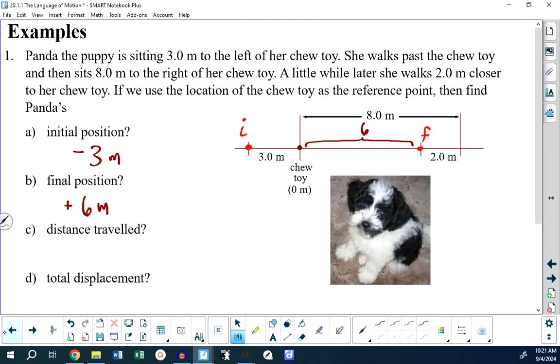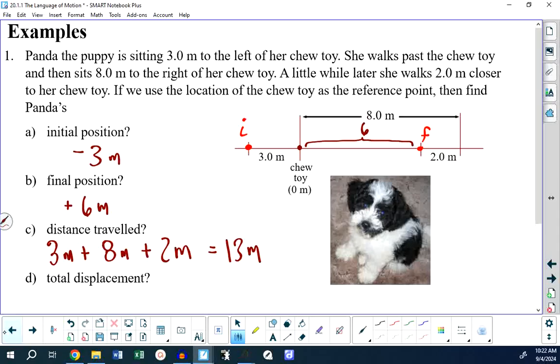Well, she has to walk a total of 3 meters plus that 8 meters plus that 2 meters, right? She walks from here to here, which is 3. She walks an additional 8. She stops. She walks an additional 2 meters. So by my count, I'm getting 13 meters. Okay.